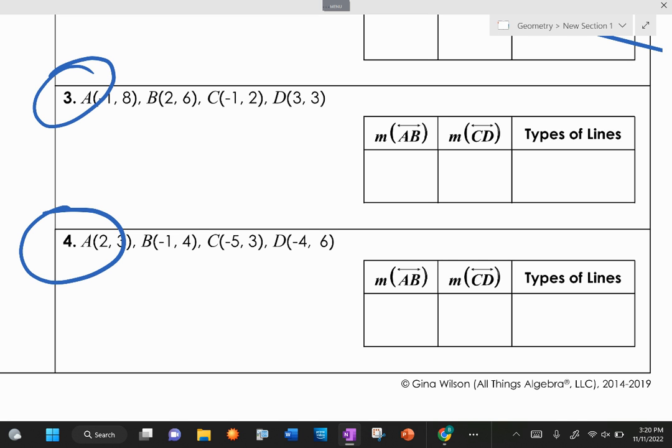All right, number 3. Hey, Mr. Bennett, what's a negative minus a negative? I forgot that. Well, the minus a negative is going to be a plus. So like this, right? Oh, okay. All right, I got it. I still don't get it though.